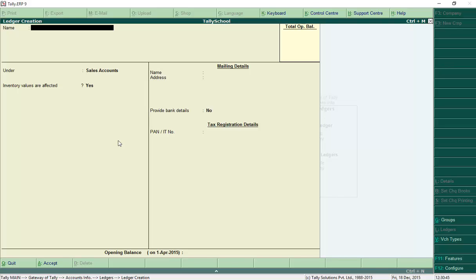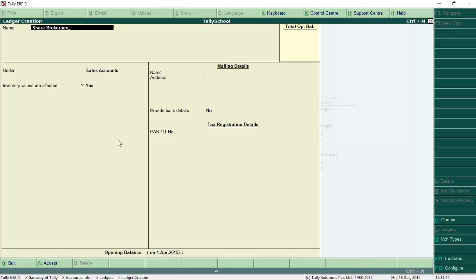Sorry. Now we will create another ledger called share brokerage account. So share brokerage, this is the brokerage which we will pay to our broker, and the reason why I created a different ledger for share brokerage is that we can separately account for brokerage in our accounts.